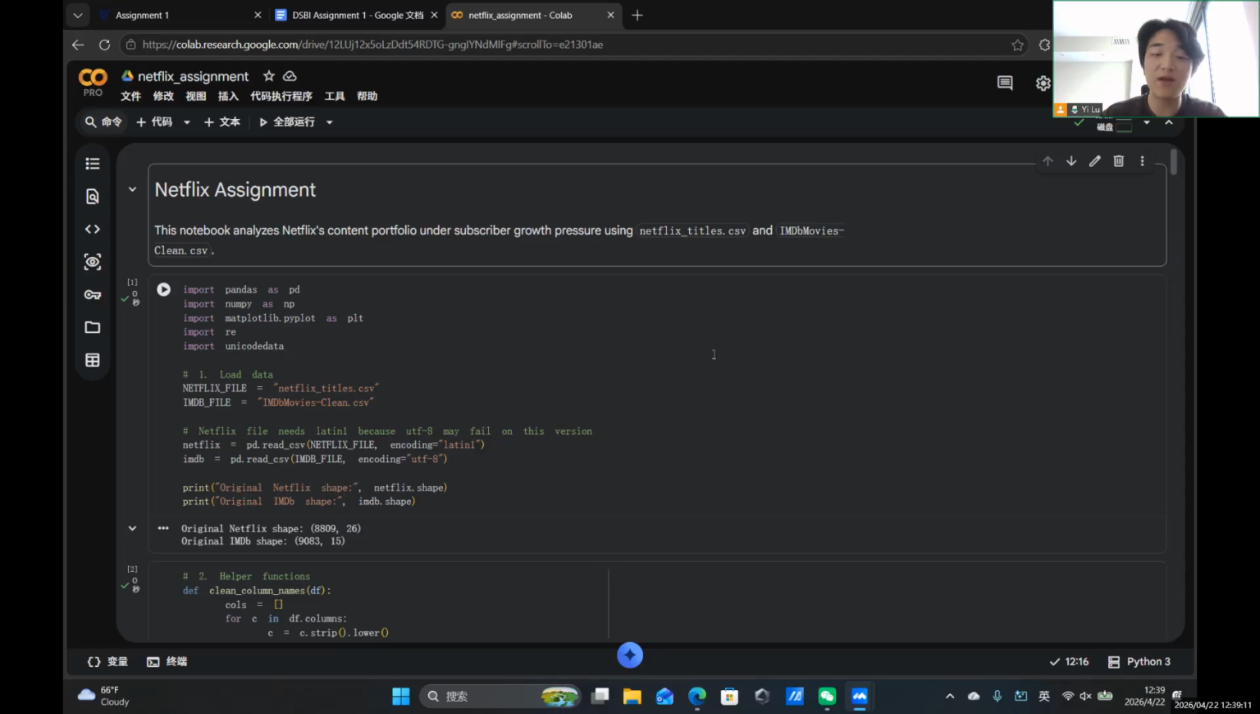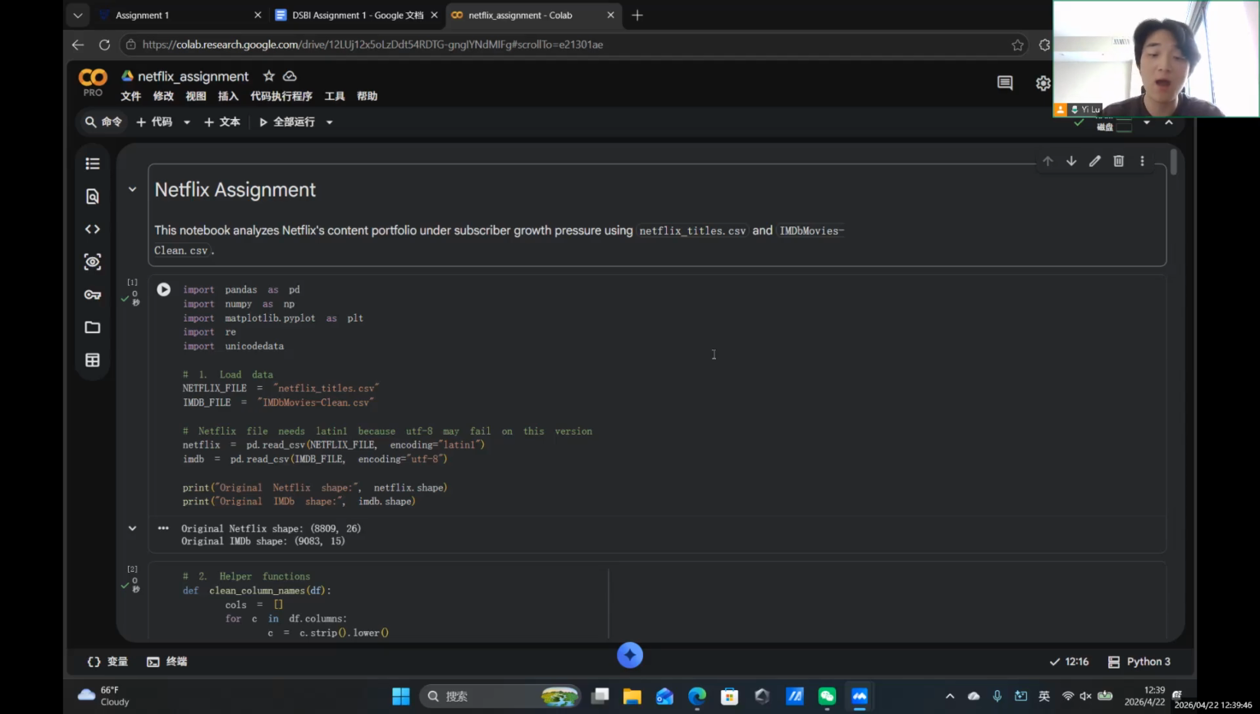The business objective is to support Netflix content strategy by identifying content patterns that may help strengthen viewer interest in a more competitive market. The target variable in this project is audience appeal, which I approximate using external indicators such as the IMDb rating and the number of ratings. The main stakeholders are Netflix executives, the content strategy team, regional programming managers, and subscriber growth teams.